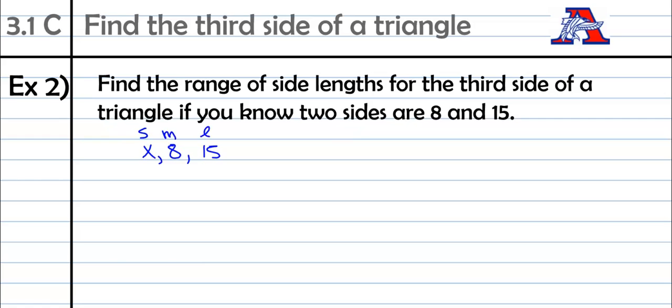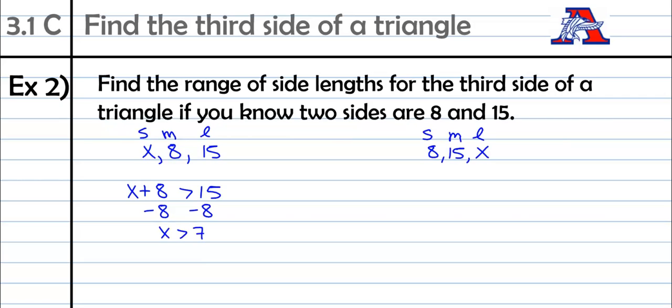And then do what I said on the last example, which is after you pretend that x is small, pretend or assume that x is the biggest one. So do 8, 15, and x. So small, medium, and large. Okay, and then just solve it two ways. So start by doing x plus 8 has to be bigger than 15. Subtract 8 from both sides. So x has to be greater than 7.